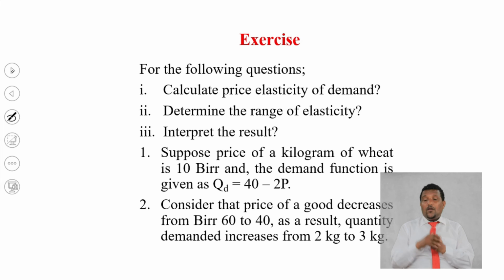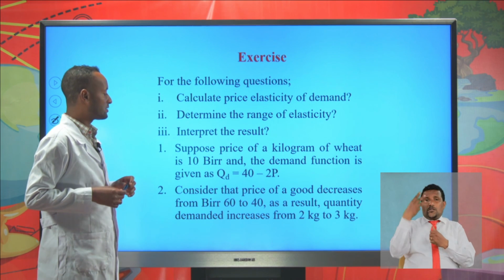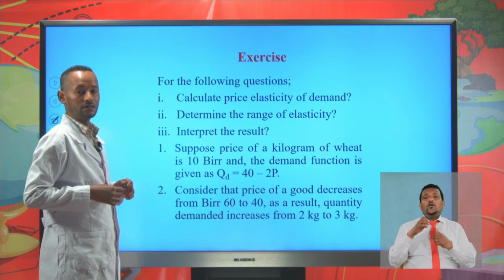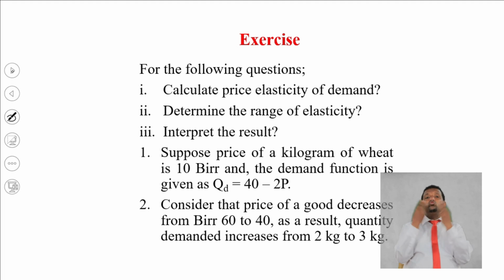This is calculated using the point formula. Second, consider that the price of a good decreases from 60 to 40. As a result, quantity demanded increases from 2 kg to 3 kg. This is calculated using the arc price elasticity of demand formula.